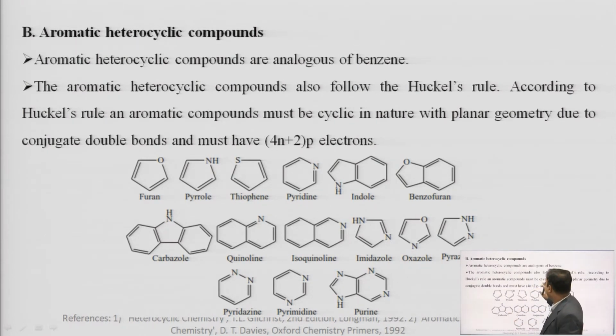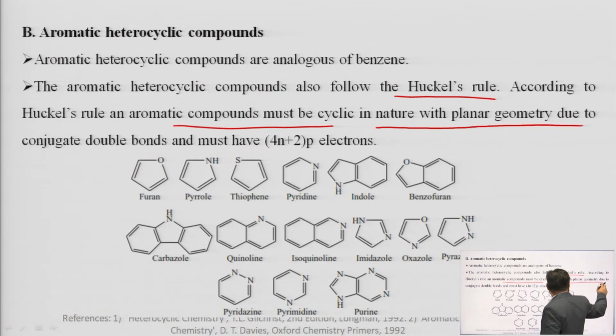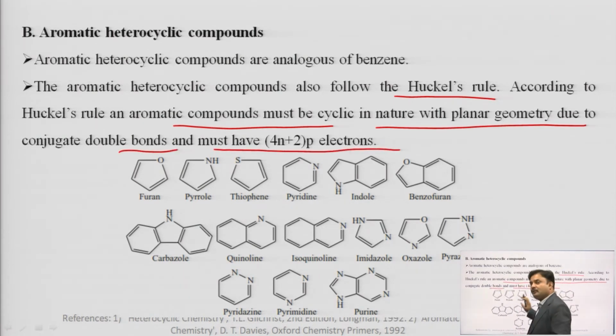So, aromatic heterocyclic compounds are analogous to benzene. The aromatic heterocyclic compounds also follow Huckel's rule, as I told you. According to Huckel's rule, an aromatic compound must be cyclic in nature with planar geometry due to the conjugated double bonds and must have 4n plus 2 pi electrons. So, the most important feature they should possess is 4n plus 2 pi electrons.